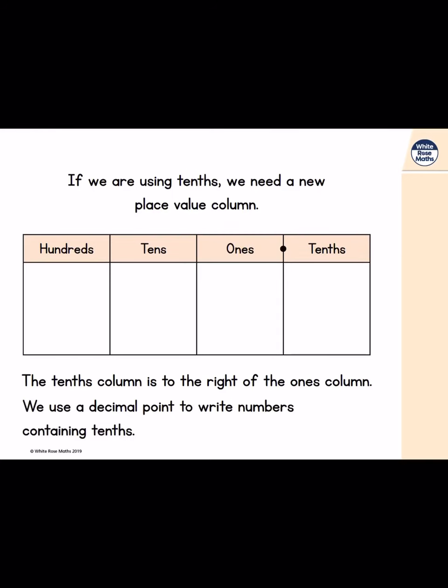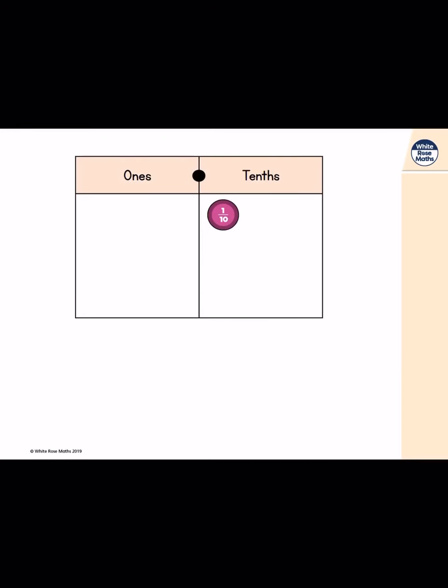So that we know we're looking at numbers that are less than 1, we use a decimal point to write numbers containing tenths. Can you see the decimal point in the grid between the ones and the tenths? There it is. Let's look at how we use it. This place value grid only has ones and tenths. There are 0 ones. There is 1/10. We can write that number as 0.1.